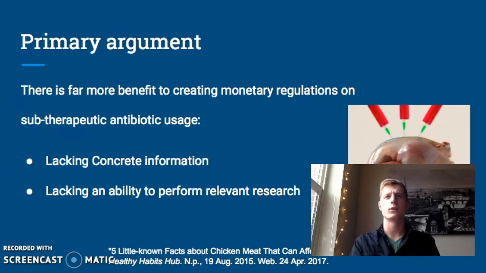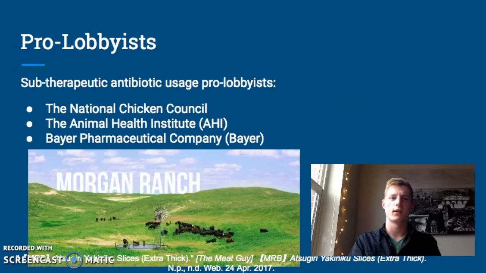There are many lobbyists, both for and against the concept of using antibiotics to bolster the weight of livestock. Some of the more notable pro-lobbyists include the National Chicken Council, the Animal Health Institute, and Bayer Pharmaceuticals. Pro-lobbyists argue that the costs involved with removing antibiotics from feed would cripple the meat industry, causing massive cost increases for the consumers and be ineffective in reducing the spread of antibiotic-resistant bacteria.